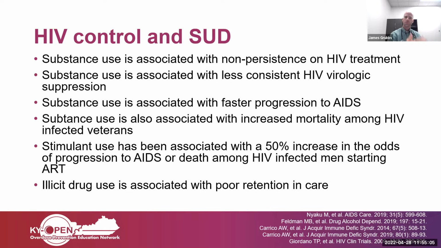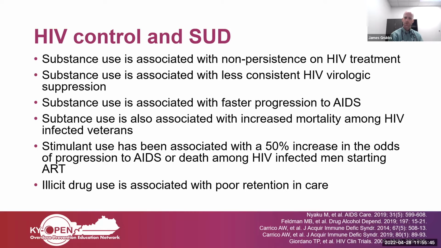Apart from non-persistence in HIV treatment, substance use disorder is also associated with less consistent HIV virologic suppression. It makes sense that with less consistent virologic suppression, there's a faster progression to AIDS, which is the disease manifestation that we see of HIV among people who have uncontrolled viral loads and have had damage to their immune system. This also translates into increased mortality, which was seen particularly among HIV-infected veterans in the VA system.